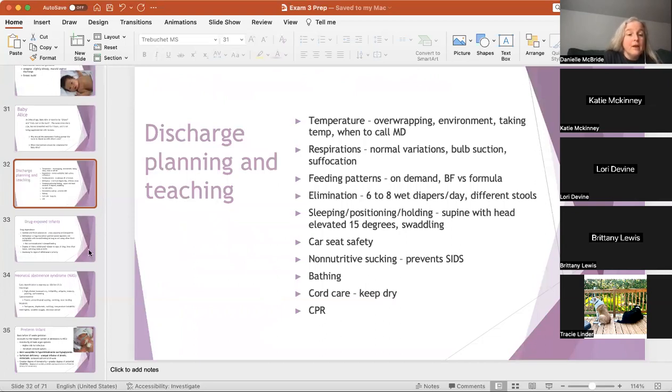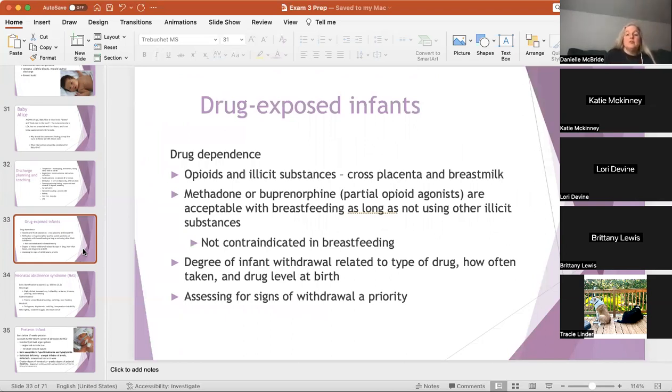Okay. All right, so drug exposed infants. When we think about babies that are exposed to drugs, we had talked about substance abuse as it related to the pregnancy, but we now are looking at how that affects the baby. If the mom is using substances like opioids, marijuana, or if she is an alcoholic or using meth, and all those things, that crosses the placenta. It crosses in the breast milk.